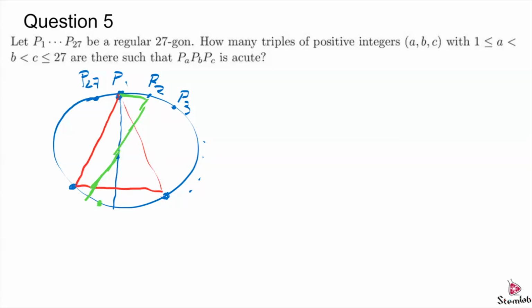Okay. So the diameter with P1 will divide it such that P14 is on one side, and P15 is on the other side. The diameter with P2 will divide it so that P15 is on one side of it and P16 is on the other. So if P1, P2 is included in our triangle, then the only triangle that will satisfy that is P1, P2, P15. Okay.